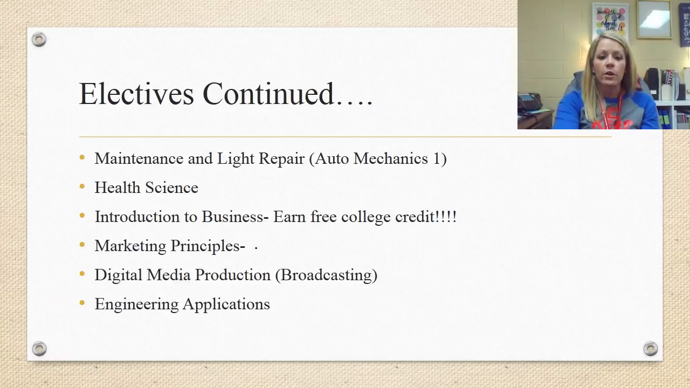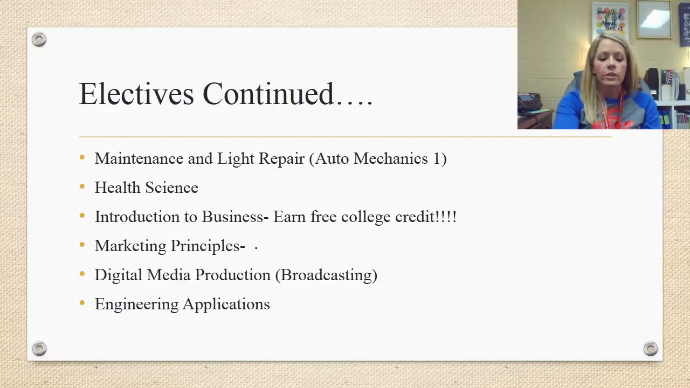Digital media production, they actually just won a national award for their work. This is formerly known as broadcasting. It is a really cool class. They use drones to take video and then they take them back to the classroom, edit those videos. There are some outside projects that you have to do, like after school. So some of that might deter you, go ahead and try it anyways.